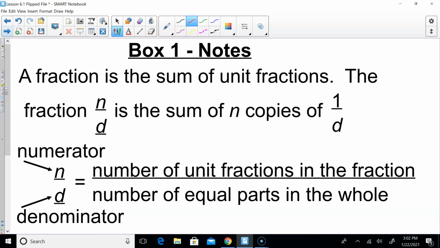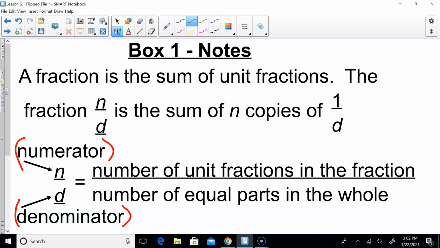Some other notes help us out. A fraction is a sum of unit parts. Notice the fraction n over d is the sum of n copies of 1 over d. What is n? n is the numerator, which is the number of unit fractions in a fraction. The bottom number is the denominator, and that is how many equal parts there are in the whole. So the numerator is how many pieces you have, and the bottom number is how many parts make up the whole. That's a lot going on, so I'm going to pause that one again.